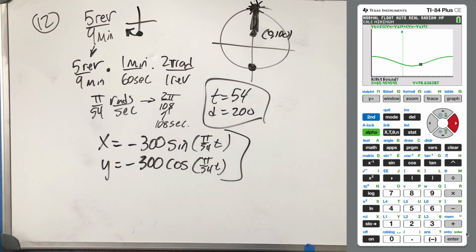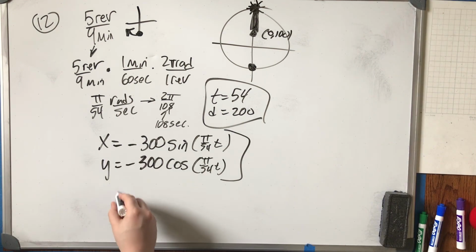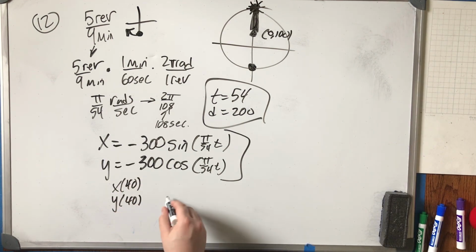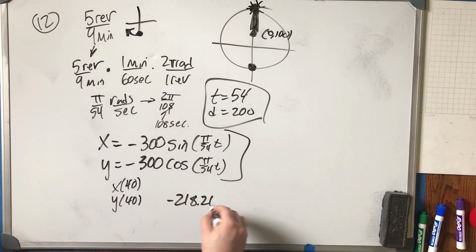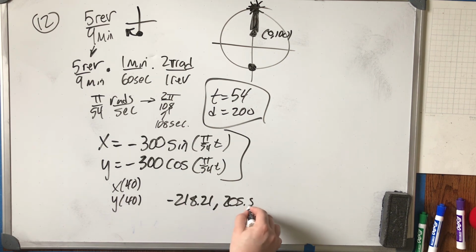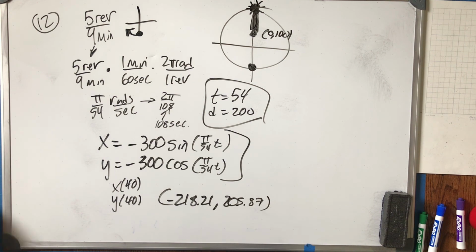We want to know where they're located, so I'm just going to do x of 40 and y of 40 to get those points. So that's going to be negative 218.21 and 205.87, I believe.